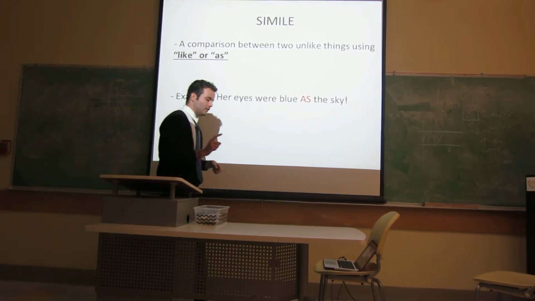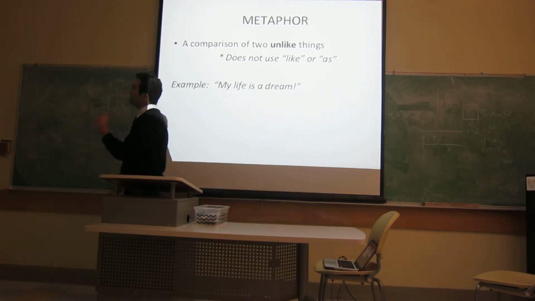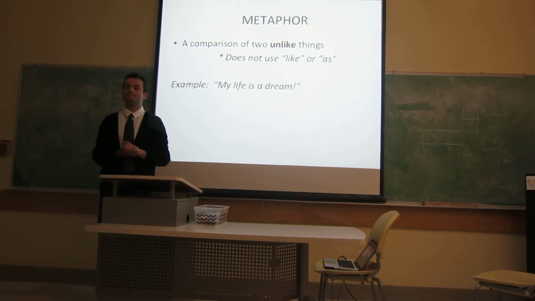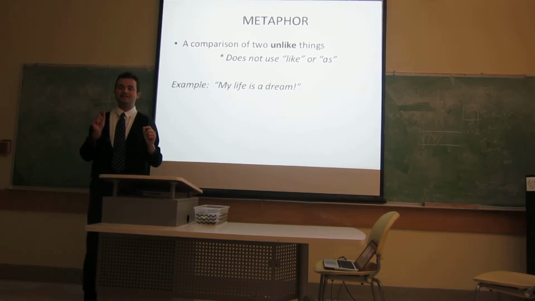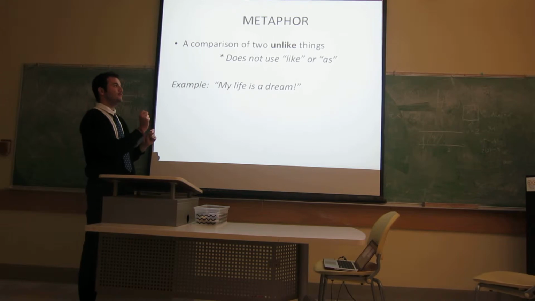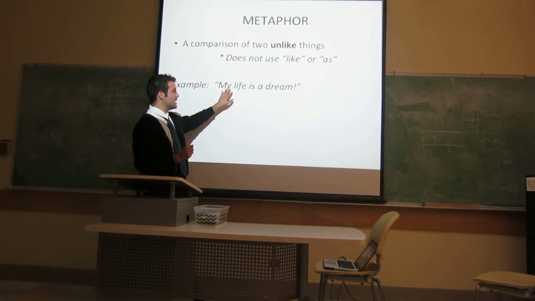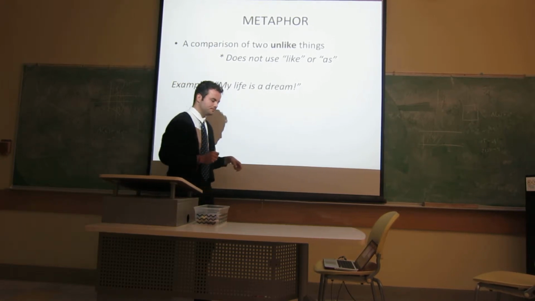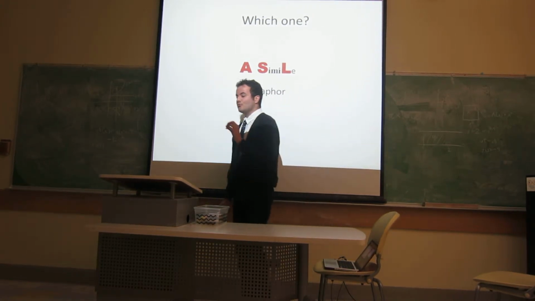Next we're going to go over what a metaphor is. It's very similar to a simile, but there's something that's a little bit different. Can somebody please read that top bullet point for me? A comparison of two unlike things does not use like or as. Does not use like or as. That's very important. So a simile and metaphor are very similar, but a metaphor does not use like or as. Here's an example. My life is a dream. So here we're comparing the person's life to a dream, but it does not use like or as, so it's a metaphor.